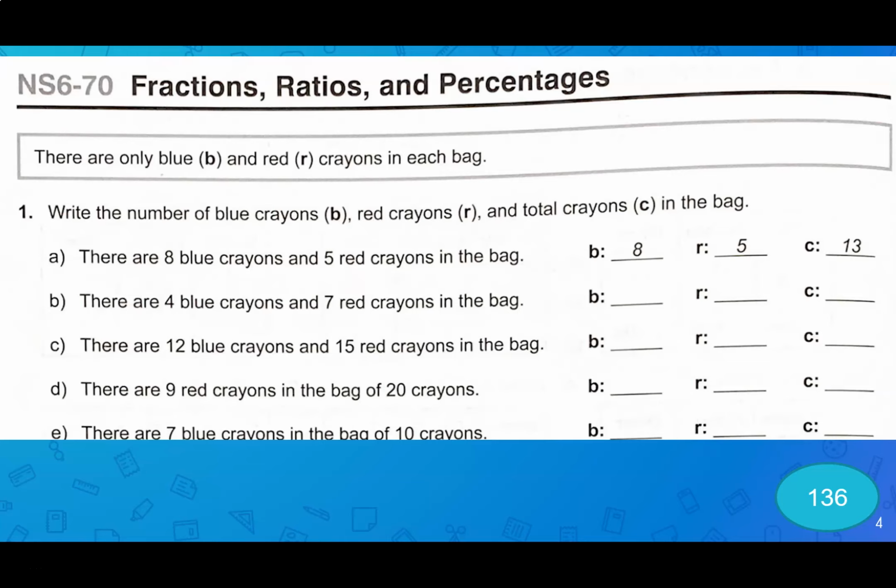Let's try B together. There are 4 blue crayons and 7 red crayons. This is simple. There are 4 blue, B is 4, R is 7, and remember C stands for total crayons in the bag. So if we have 4 blue and 7 red, we have a total of 11. Please try C, D, and E on your own.